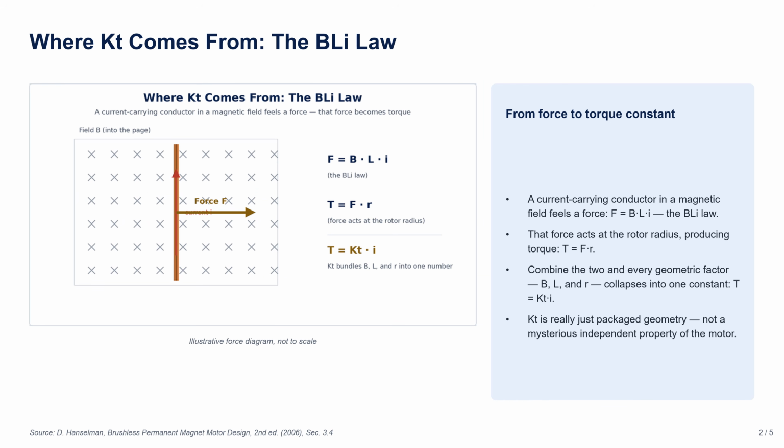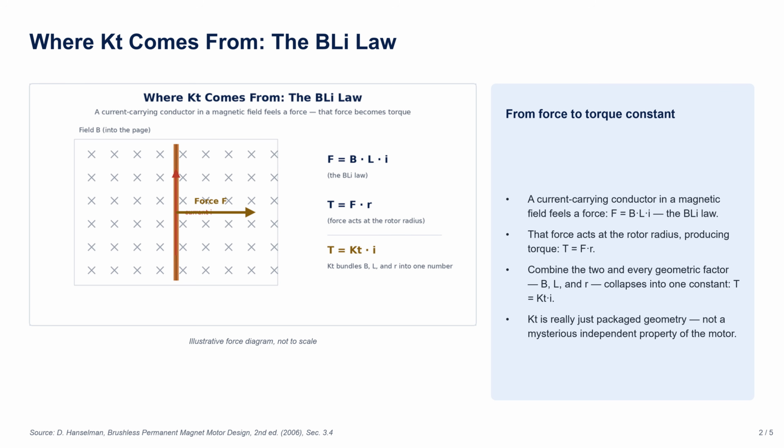Where does kT actually come from physically? It starts with one of the simplest relationships in electromagnetics, the BLI law. A current-carrying conductor sitting in a magnetic field feels a force. F equals B times L times I, where B is the flux density and L is the conductor length. That force doesn't act at the center of the motor. It acts out at the rotor radius. So it produces a torque, T equals F times R.